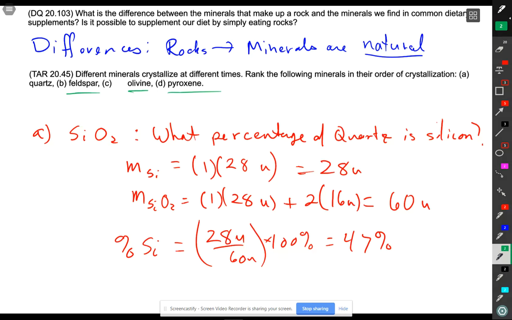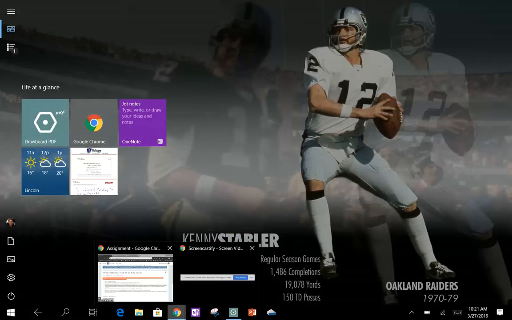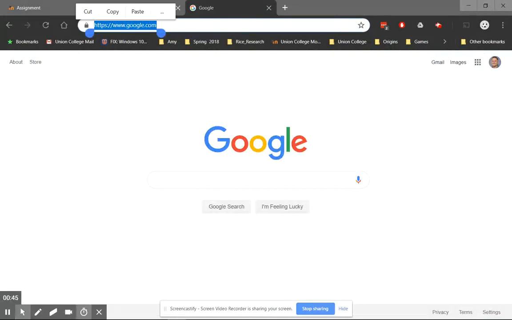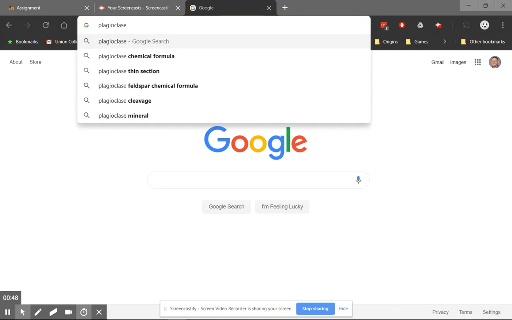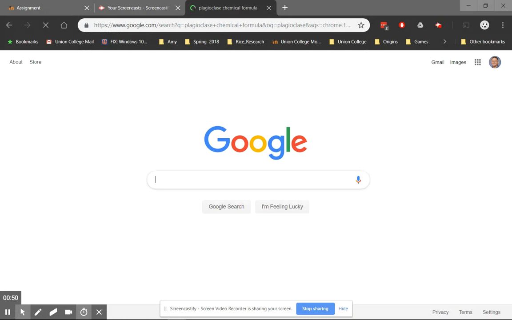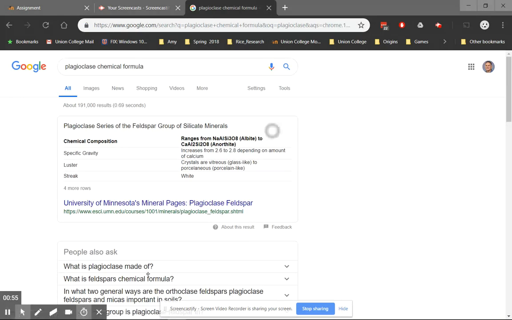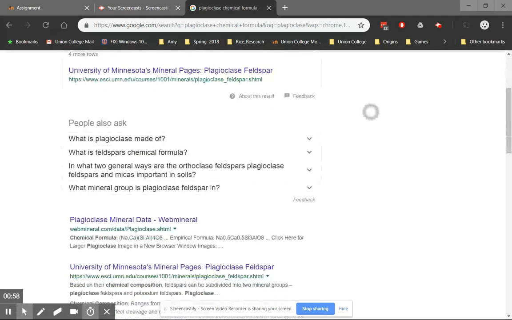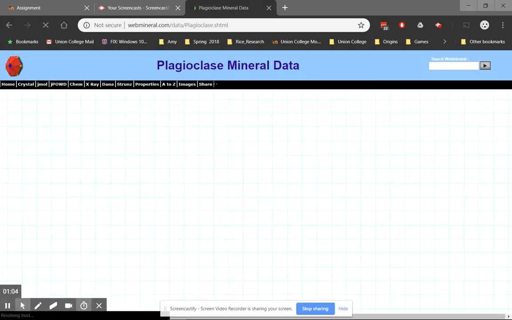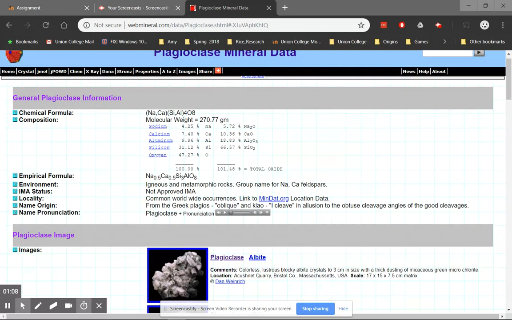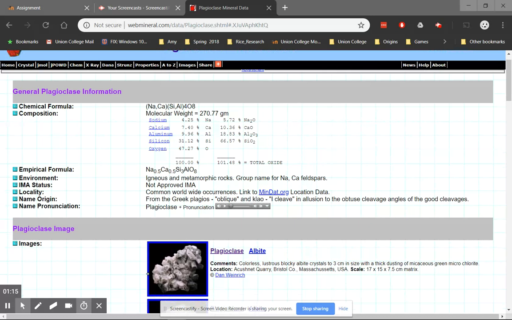And so then you look up its formula. So let's just look up the formula for, let's say, plagioclase feldspar. Webmineral.com. Here it tells you the answer, 270.7, and gives you the chemical formula down here. So I'm going to go ahead and copy the formula because my whole point is showing how to do this. So I copy this formula.